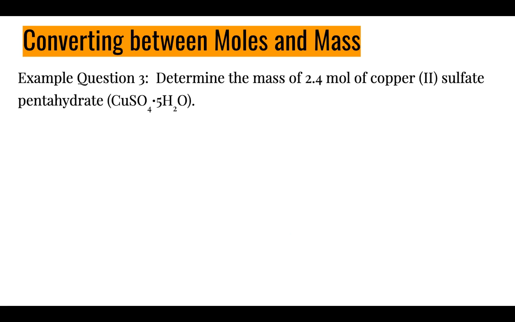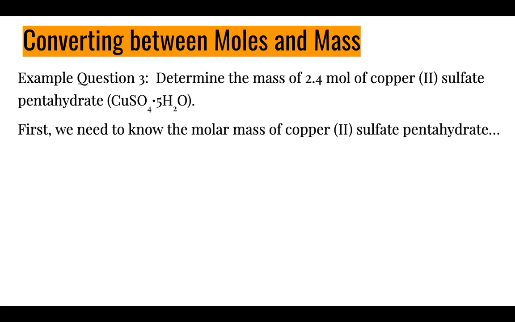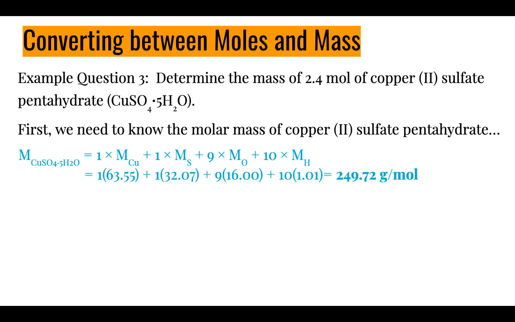Next example: determine the mass of 2.4 moles of copper(II) sulfate pentahydrate. The formula is given to you there. The first thing we need to do is calculate the molar mass of copper(II) sulfate pentahydrate. So we've got 1 copper, 1 sulfur, we've got 9 oxygens, right? 4 from copper sulfate plus another 5 from the waters, and then we've got 10 hydrogens. So when we plug in the numbers and add them up, we get 249.72 grams per mole.